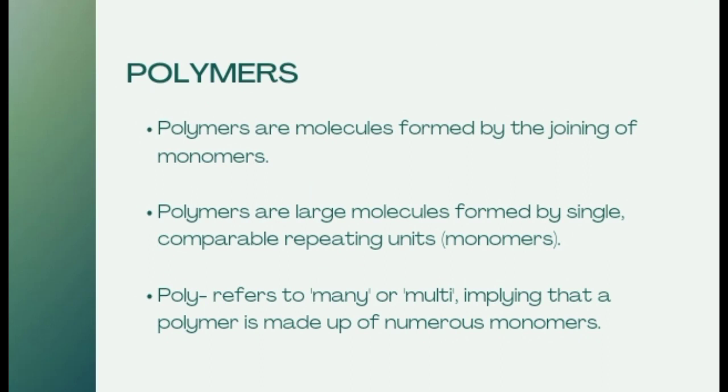Polymers. Polymers are molecules formed by the joining of monomers. Polymers are large molecules formed by single comparable repeating units. Poly refers to many or multi, implying that a polymer is made up of numerous monomers. So, polymer molecules can be found everywhere, like in any living organism's cell, such as plants, animals, insects, and etc. Examples of polymers include glycogen, DNA, and insulin.